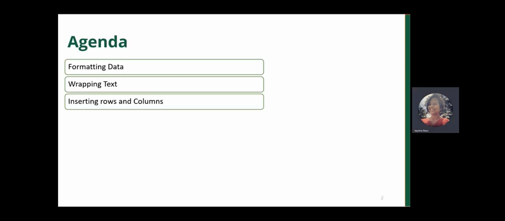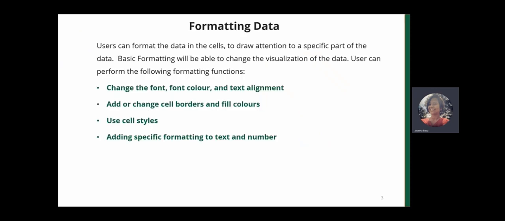We are going to start with formatting data in Microsoft Excel, followed by wrapping text, and then inserting rows and columns. Users can format the data in the cells to draw attention to a specific part of the data. Basic formatting will be able to change the visualization of the data. Users can perform the following formatting functions: change the font color, text alignment, change cell borders or fill colors, use cell styles, and adding specific formatting to text and number.